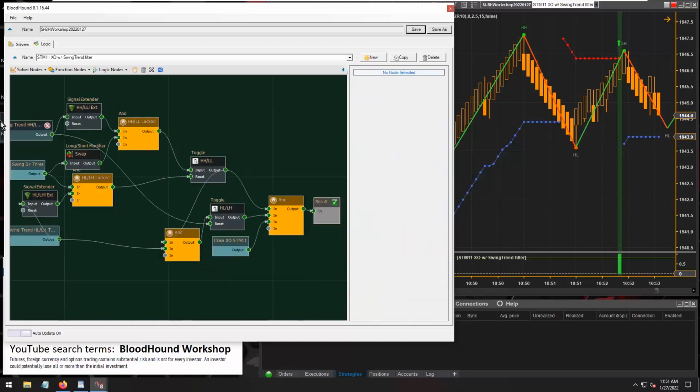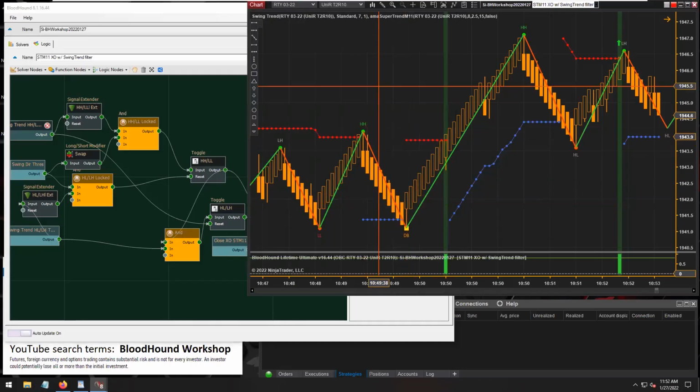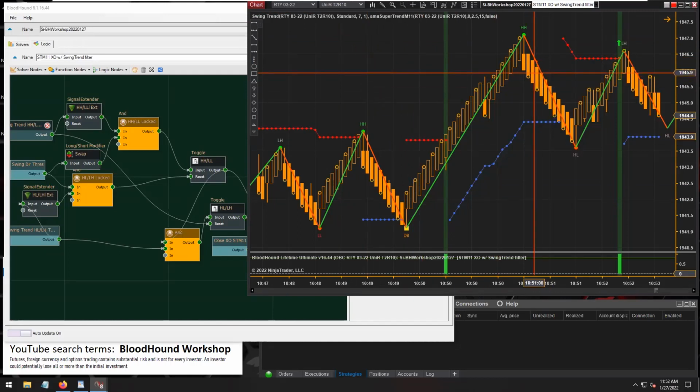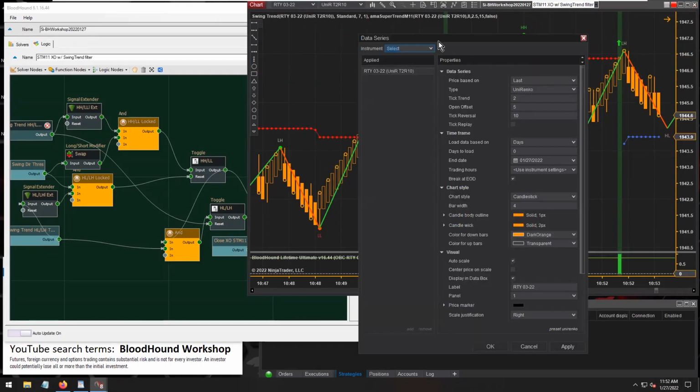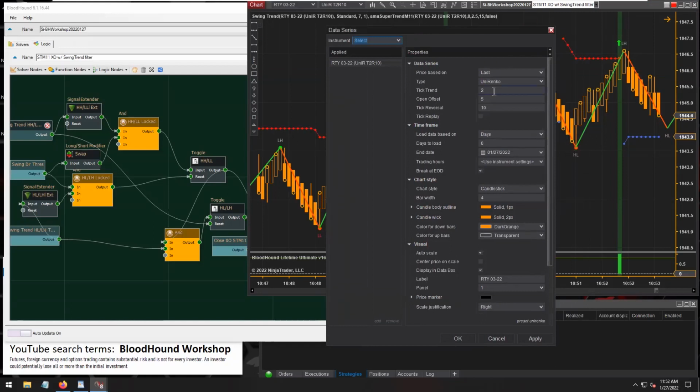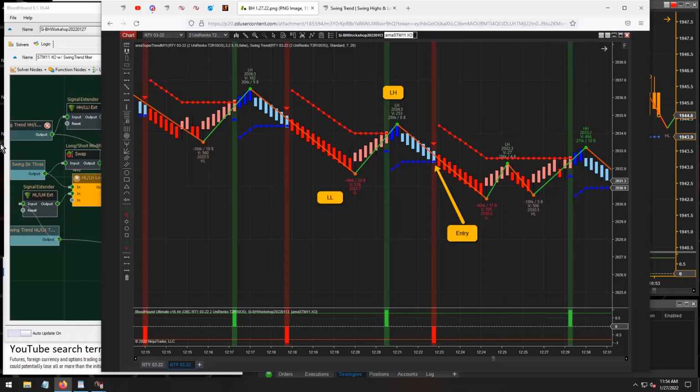Let's see here. All right, so David is asking, what settings do I have for the renko bars? Let me open up the data series. So there you go. I got 2, 5, and 10. David got the answer he's looking for. So good. All right, I think we're done with this topic then.